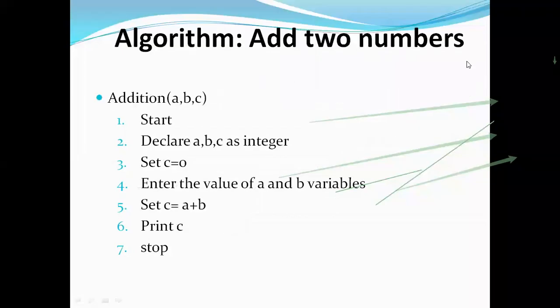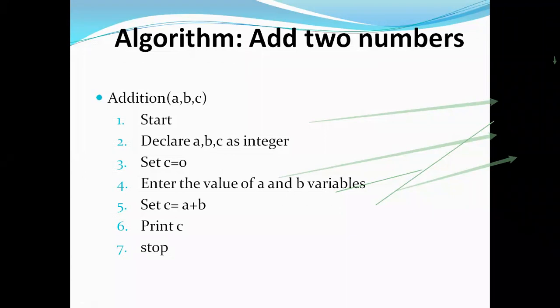This is one example of an algorithm: addition is the name of the algorithm. A, B, C are the variables used in the algorithm. Let's start with start. Declare A, B, C as integer. So I declare that the variables A, B, C are of type integer. Set C equal to 0. So we declare that initially the value of C is 0. Enter value of A and B. The user enters the value of A and B.